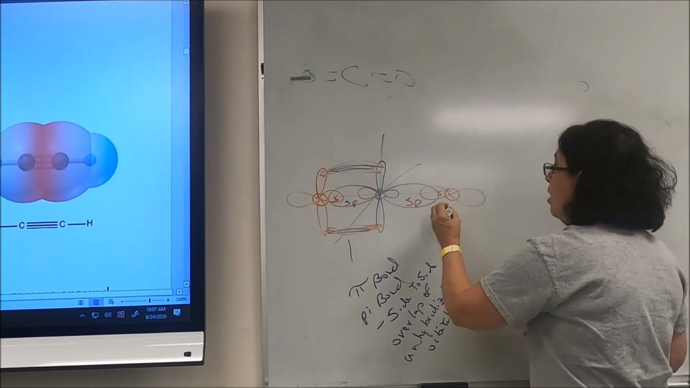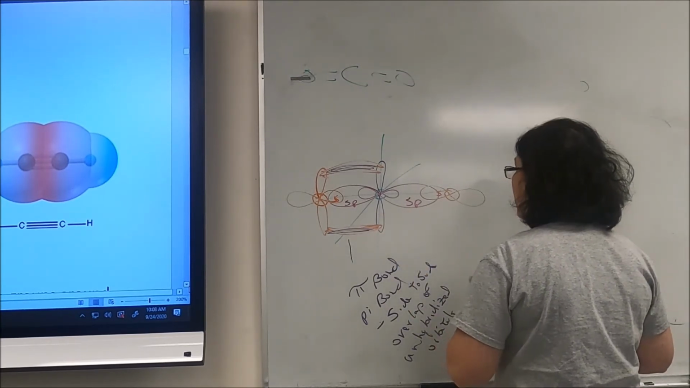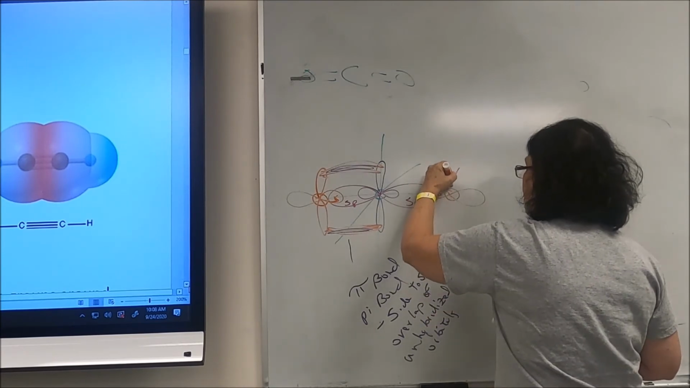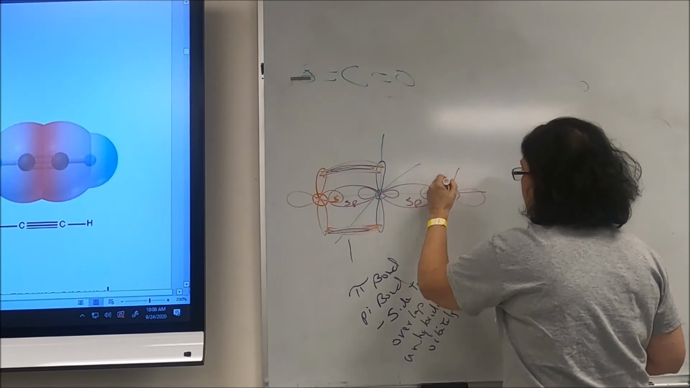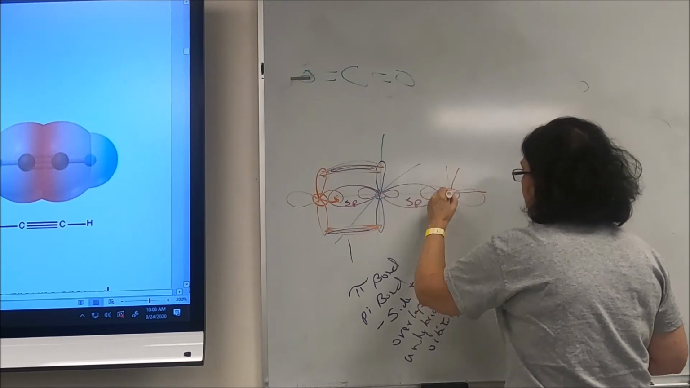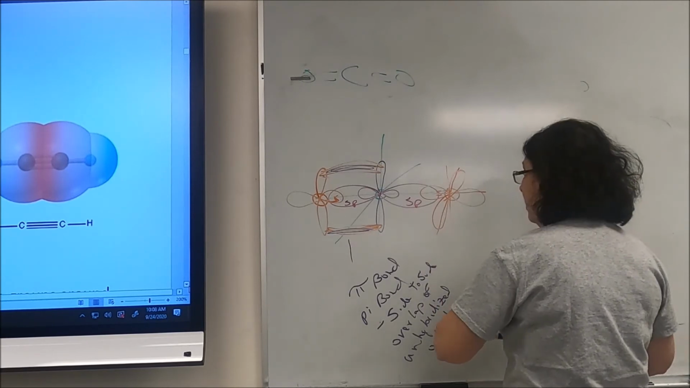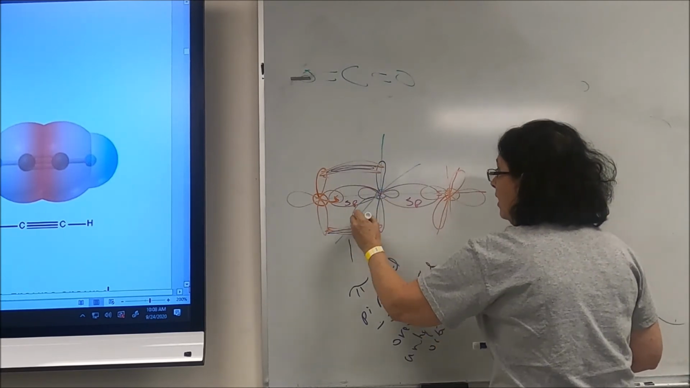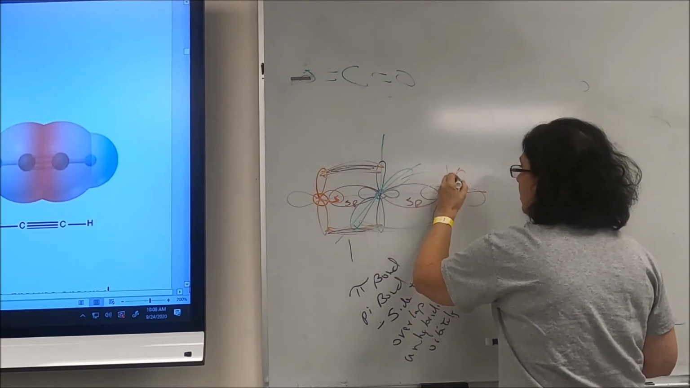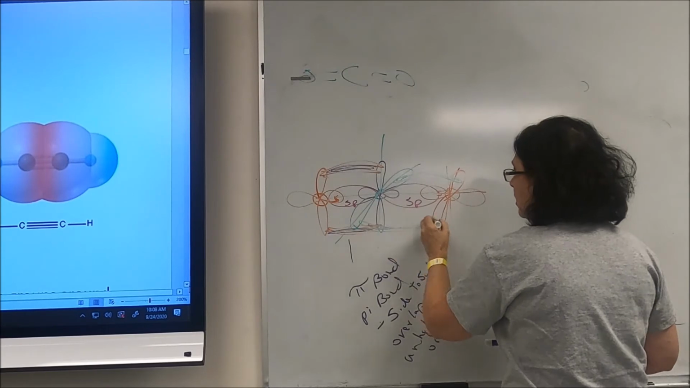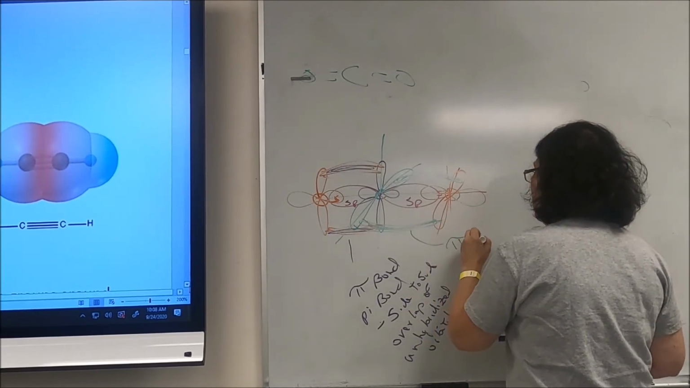Okay? When I come over here, there's going to be a p orbital that sits like this, and there's the other p orbital in the carbon. They're going to blend together like this. This is also a pi bond.